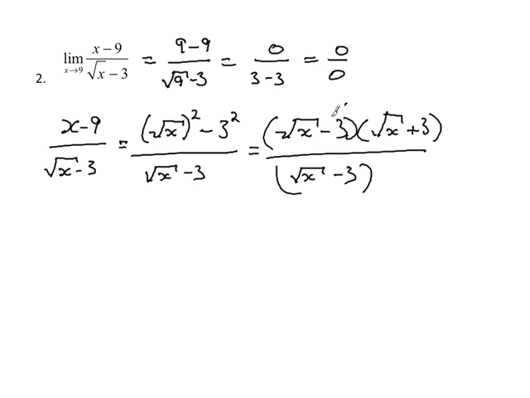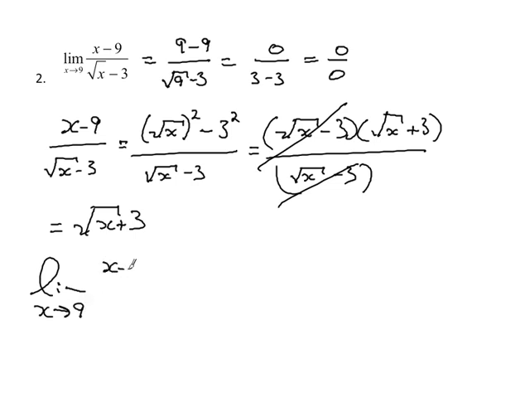And just like in the previous example, it was nice, that cancels out. So what do I get? I get the square root of x plus 3. So what this is telling me from that theorem is that the limit as x approaches 9 of x minus 9 divided by the square root of x minus 3 is equivalent for x not equal to 9. Because when x equals 9, this function's different. I get that 0 over 0 thing going on there.